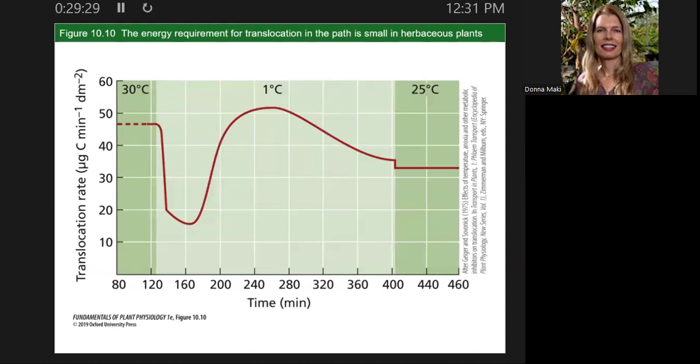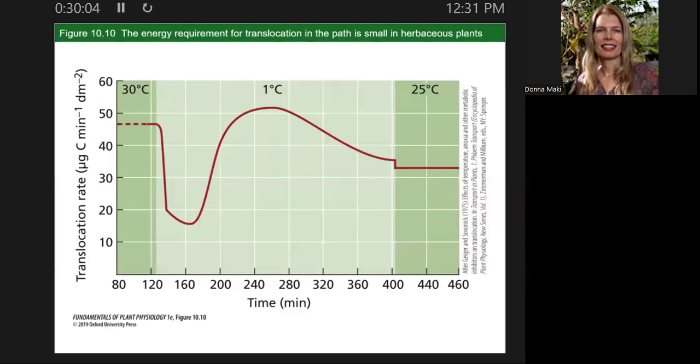This was an experiment where they took a plant and had it at slightly warmer than room temp. And then what they did is they chilled the plant. They put it under cold conditions, at 1 degree Celsius, which is a little bit colder than refrigerator temperature. And what they knew is that ATP is sensitive to cold, in the sense that if you chill the tissue like that, ATP doesn't work.